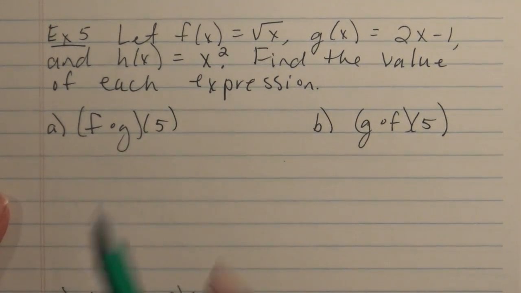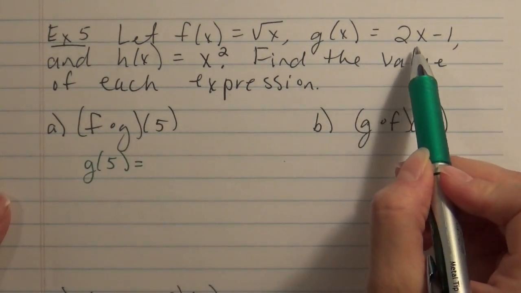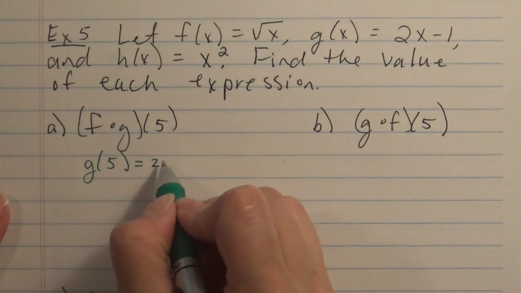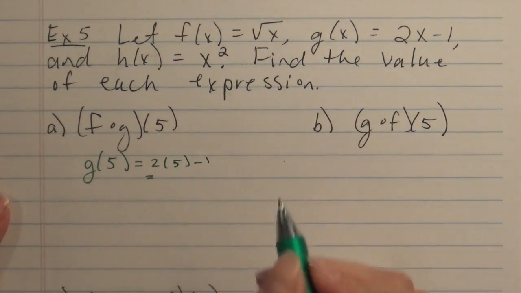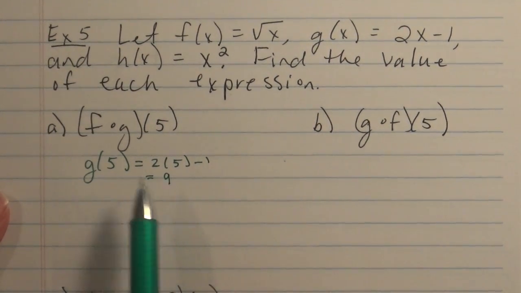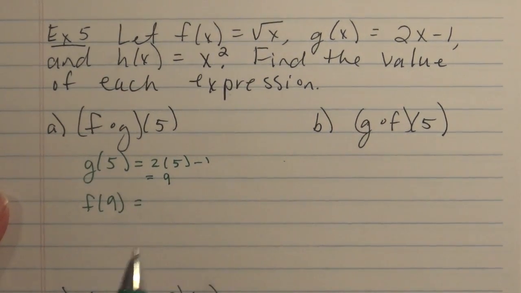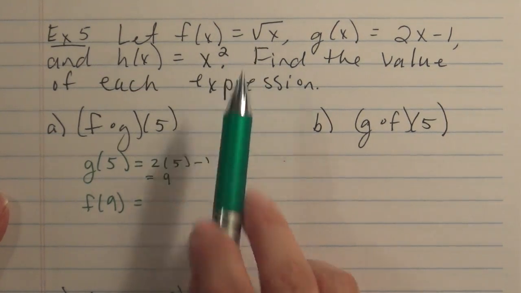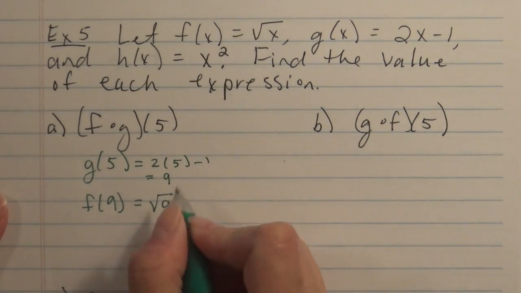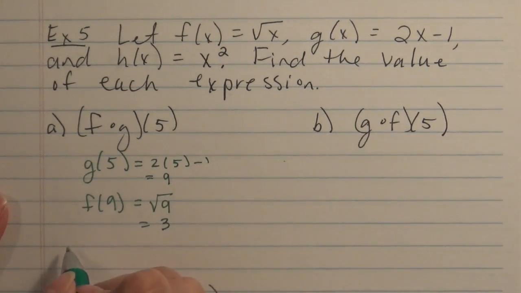We're going to start by finding g of 5. So you need to go to your g function, put 5 in for x, and that gives you 10 minus 1, so 9. Now this number needs to go into your f function, so you want to find f of 9. Here's your f function. That would give you square root of 9, which is 3. So that tells me that f composite g of 5 equals 3.